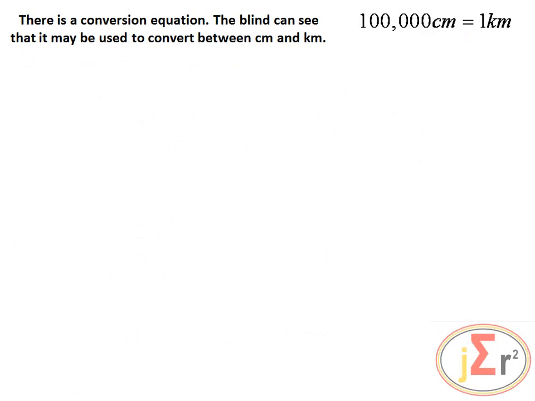There is a conversion equation. One can see that it may be used to convert between centimeters and kilometers, because of course we have 100,000 centimeters equal to 1 kilometer. Therefore, we do not have to ask what units we will convert between; we will make the transfer when we are actually about to use this equation.